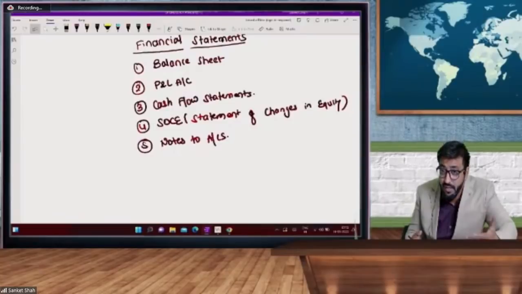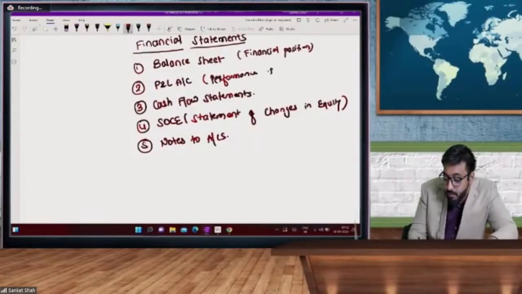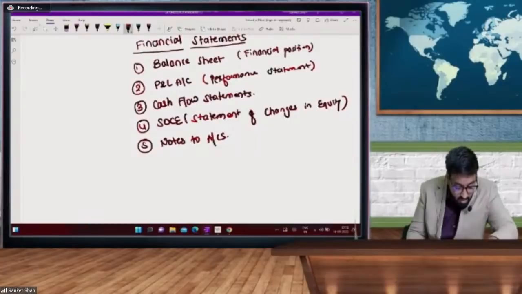Accounting is the language of business, and we communicate with shareholders only through financial statements, because they are not interested in your journal entry, ledger account, or trial balance, but in the figures of your balance sheet and profit and loss account. The balance sheet is a financial position statement, remember that word. And the profit and loss account is a performance statement. So financial statements mean the balance sheet and profit and loss account.